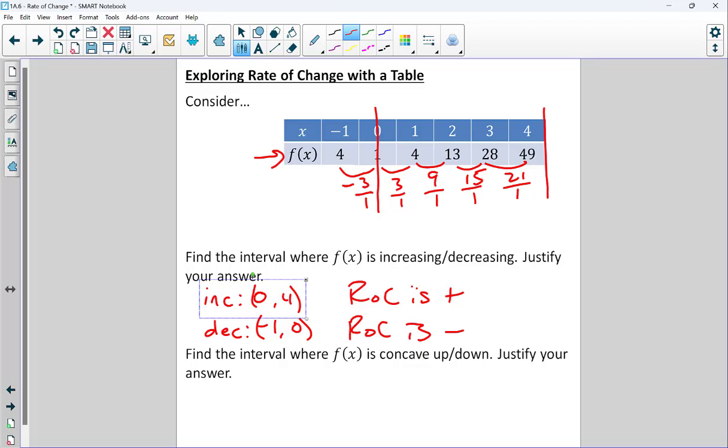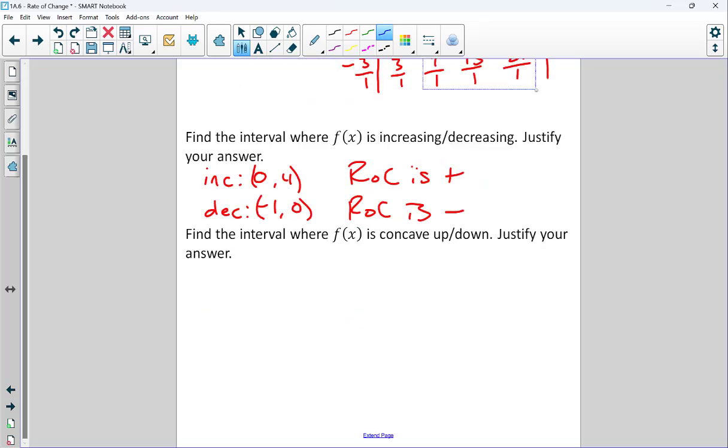You could either say increasing because the outputs are increasing, or you could say increasing because the rate of change is positive. Both are true statements. Both are legal statements. Now for concavity, it's not about the rate of change being positive or negative, it's increasing or decreasing. If I look at each of these rates, I can see we're going from negative 3 to 3 to 9 to 15 to 21. Those rates of change are increasing. They never decrease, they're only increasing. So for concavity, I can go ahead and say that we have a concave up from negative 1 to 4, because the rate of change is increasing.